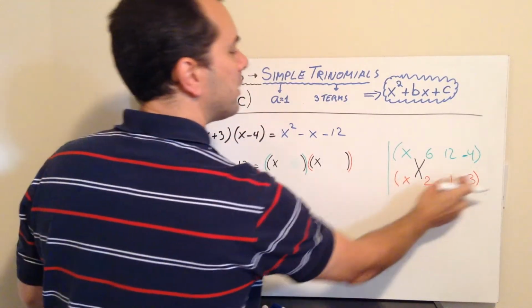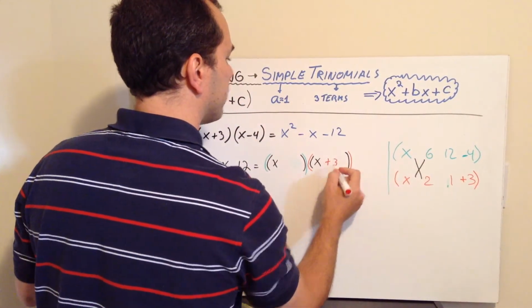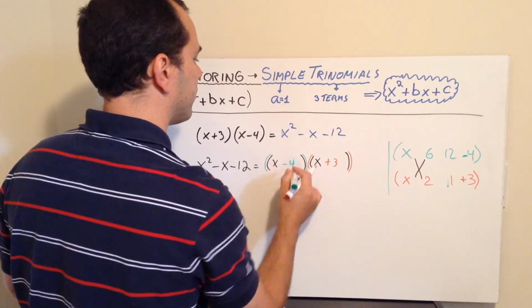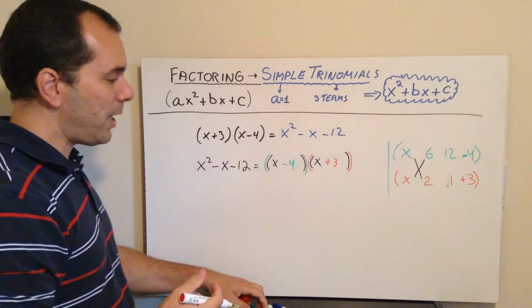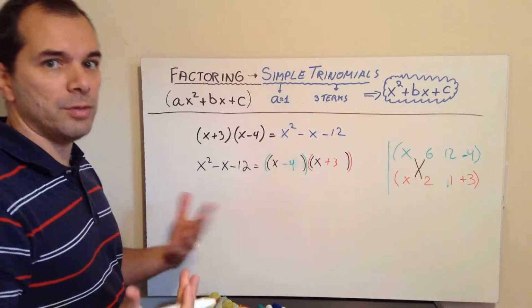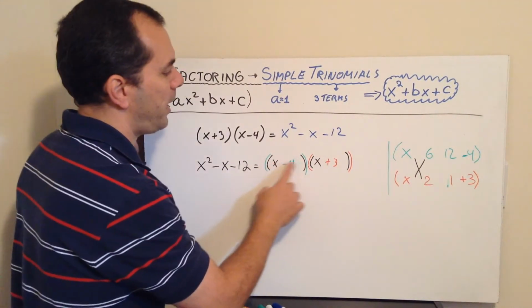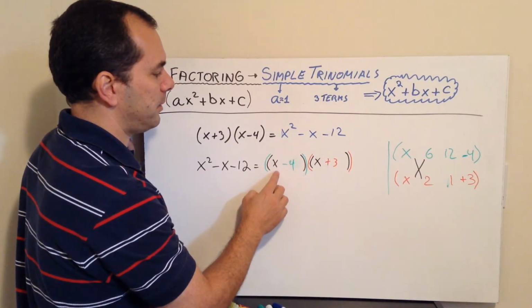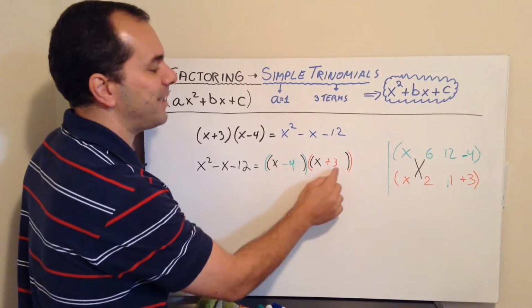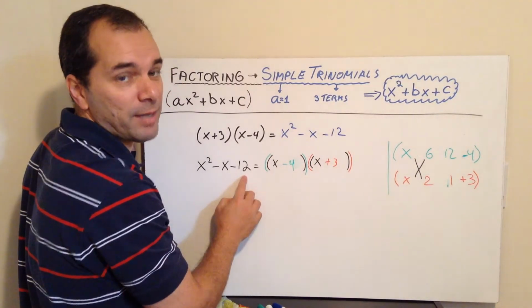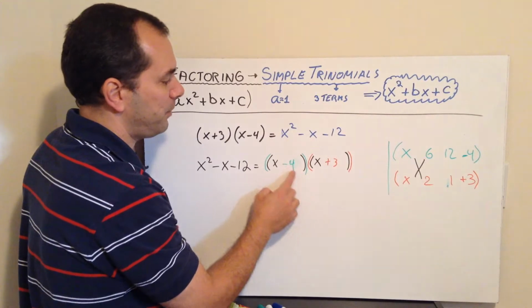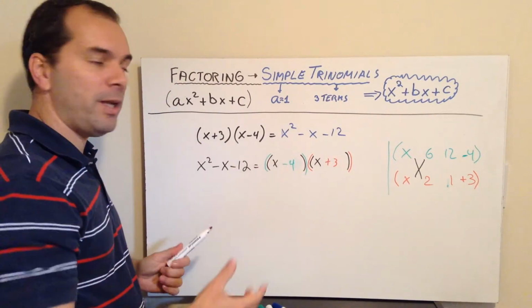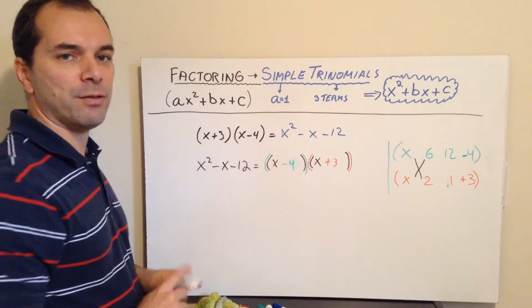So there's my bracket, x plus 3 and x minus 4. Okay, once we have that answer worked out, we'll double check it one more time. So we're going to say x times x gives me x squared. 3 times x, minus 4 times 3 gives me the minus 12. And now I'll check the middle term. So minus 4x plus 3x gives me minus 1. It checks, I expanded it in my head. I know that this is definitely the factored form for it.